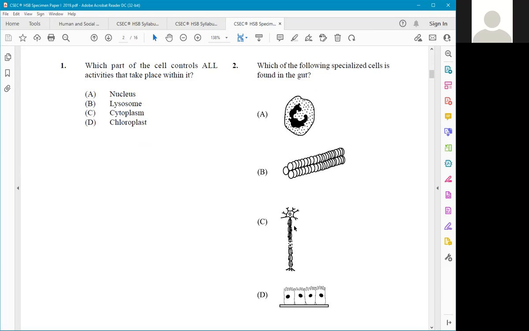Next, which of the following specialized cells is found in the gut? Oh, we went through this one. I had explained that although you have white blood cells all over the body, we do not expect that as the answer because that is found all about. The answer would be D, because those are cells of the villi.